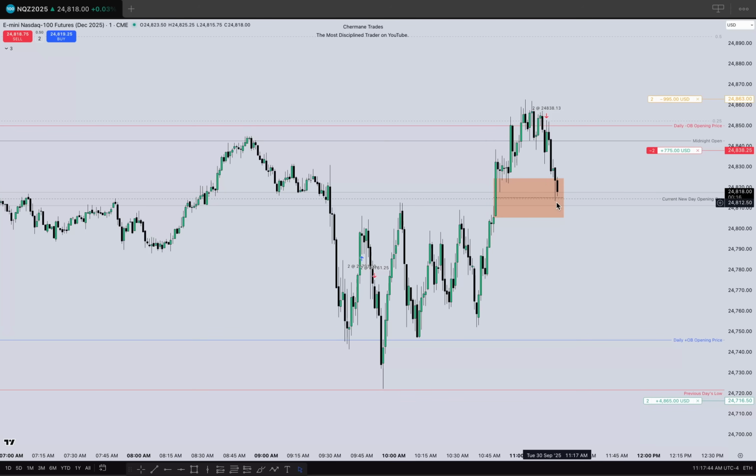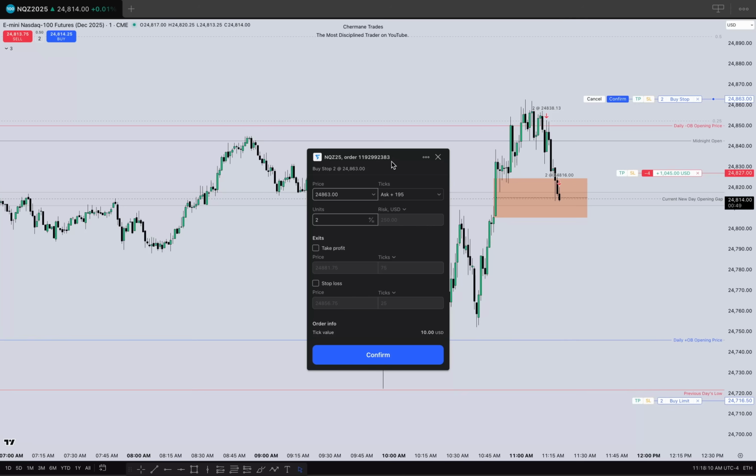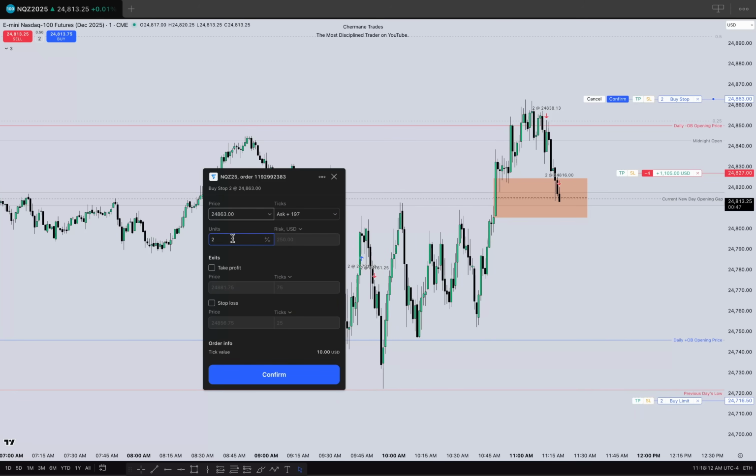So again, I'm anticipating this to be used as an inversion fair value gap. I want us to eat through its consequent encroachment. If we could get through midpoint of our current new day opening gap, along with midpoint of that inversion fair value gap, then I'll look to pyramid. And then I'm going to be able to trail that stop loss down pretty nicely. So right there, I'm shorting 2 more contracts right at consequent encroachment of the inversion fair value gap.